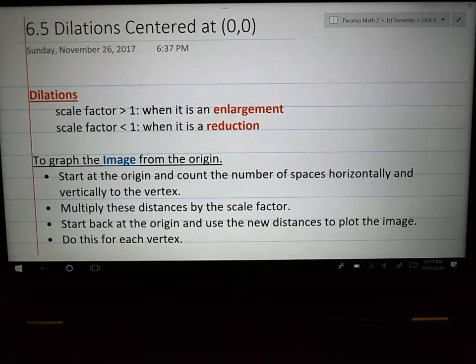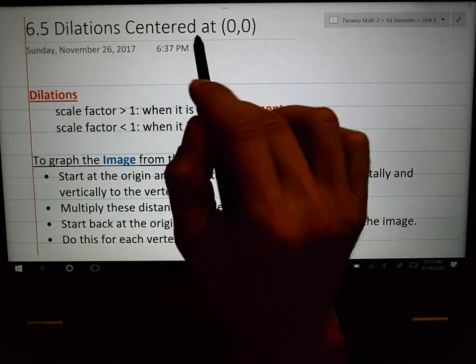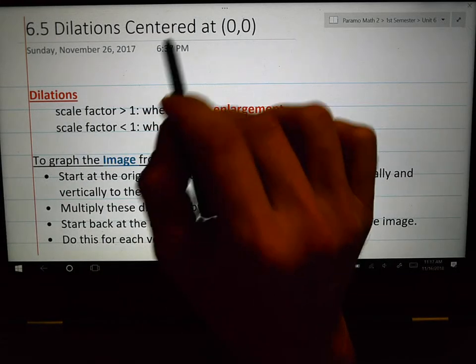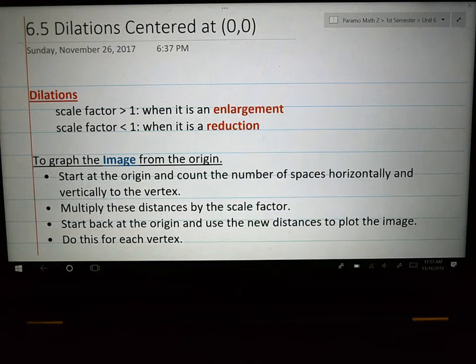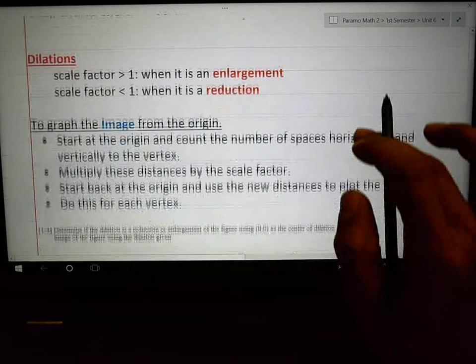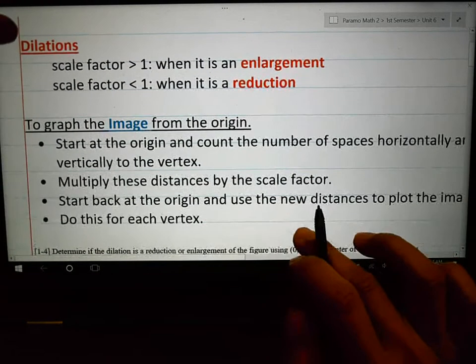6.5 is going to bring us to the end of Unit 6. And the only difference between 6.5 and 6.4 is now we're going to center. The centers are all going to be at 0, 0. So a few things I need to remind you.